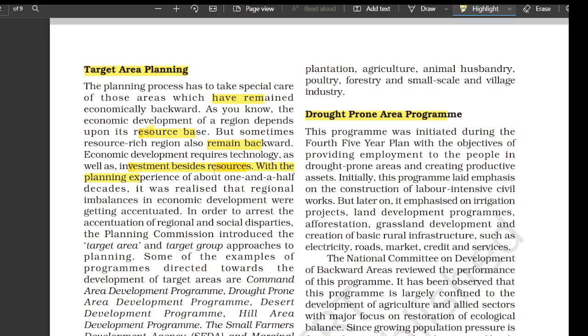With the planning experience of about 1.5 decades, it was realized that the regional imbalances in economic development were getting accentuated. In order to arrest the accentuation of the regional and social disparities, the Planning Commission introduced target area and target group approaches to planning. Some of the examples of programs directed towards the development of target areas are Command Area Development Program, Drought Area Development Program, Desert Development Program, Hill Area Development Program.